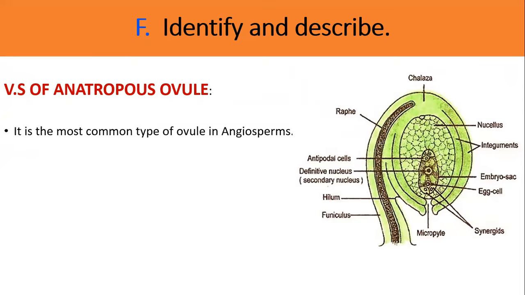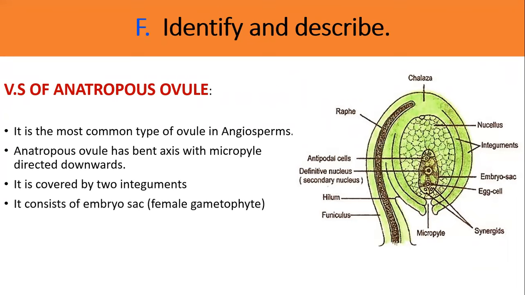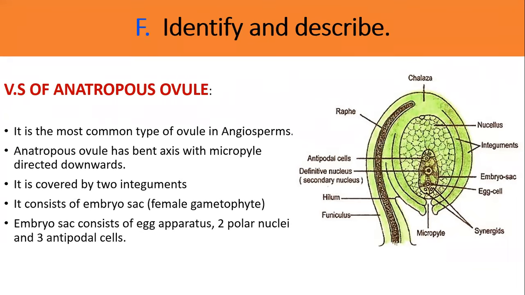It is the most common type of ovule found in angiosperms. Anatropous ovule has a bent axis with micropyle directed downwards. It is covered by two integuments. It consists of embryo sac, the female gametophyte. Embryo sac consists of egg apparatus, two polar nuclei and three antipodal cells. Or even you can say it is a 7-celled and 8-nucleated structure.